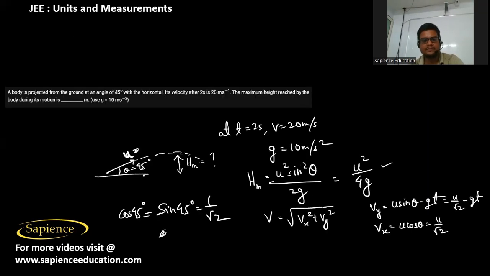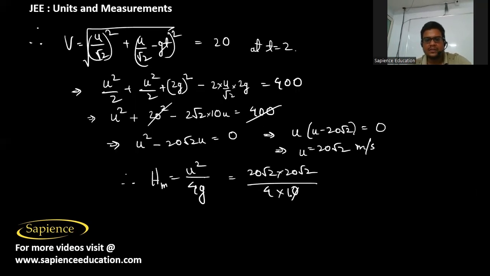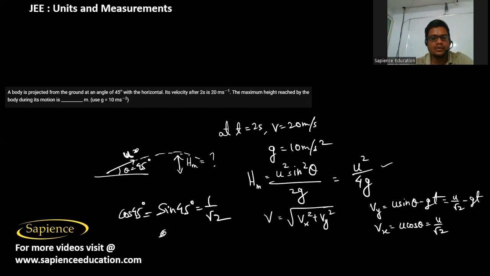Now therefore the maximum height reached is equal to u square by 4g. So u square is 20 root 2 into 20 root 2, divided by 4 into 10, g is 10. So 10 4s are 40, 5 2s are 10, 10 into 2, so that is equal to 20 meters. So the maximum height reached by the body will be 20 meter.